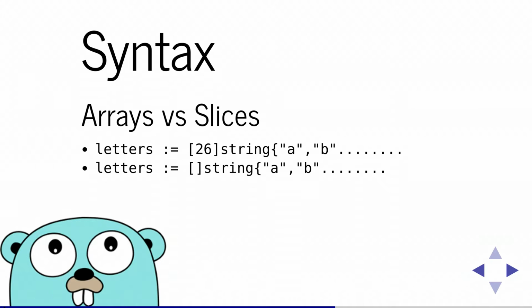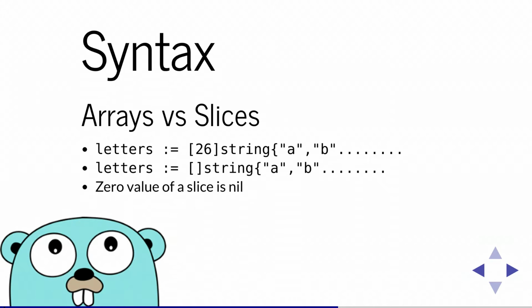You're probably going to define those values when you first create it, and then you're going to access the values by pulling slices out. So a slice is usually a chunk of the array. The first syntax is the array syntax, and the second syntax is the slice syntax.